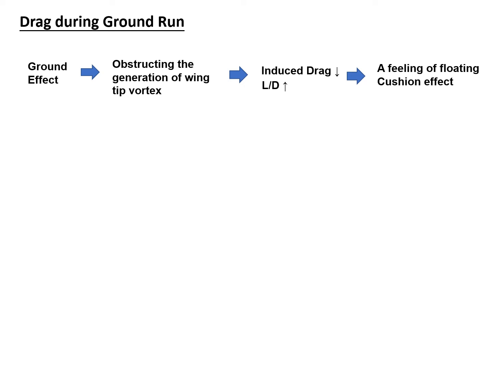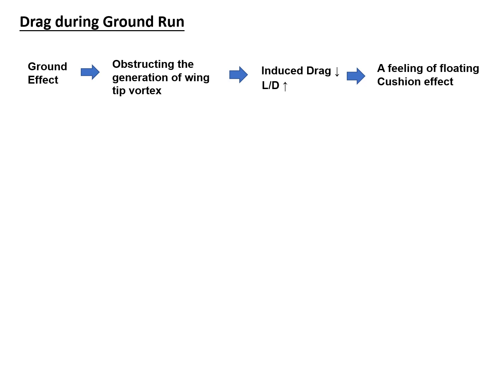Just now we've derived that the induced drag coefficient is related with CL squared. And when the aircraft is close to the ground, usually within 1 wingspan, there is the so-called ground effect. During the ground effect, it will obstruct the generation of wingtip vortex. We know the wingtip vortex is a source of drag. So in that case, the induced drag will be reduced. And also the lift drag ratio will increase, which is beneficial.